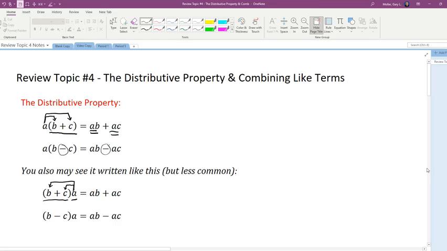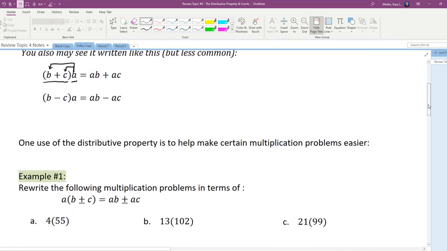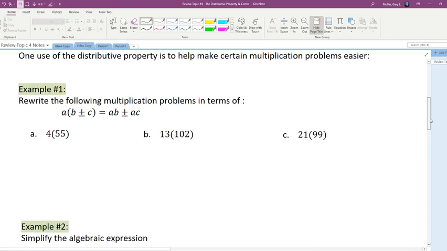All right, one way we can use the distributive property, and I use it this way occasionally, is we can make certain multiplication questions easier. So let's take a look at example number 1. Rewrite the following multiplication problems in terms of something that looks more like a distributive property. And I'll demonstrate on the first one and then ask you to pause and try B and C on your own.